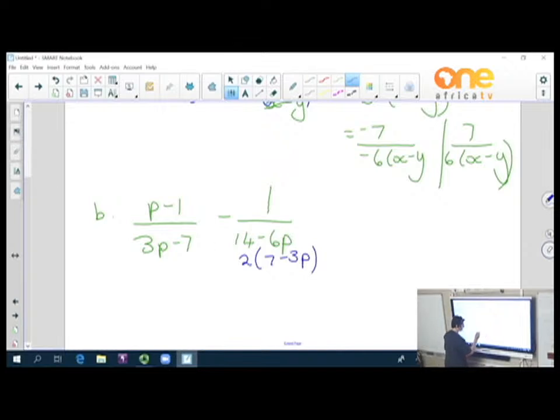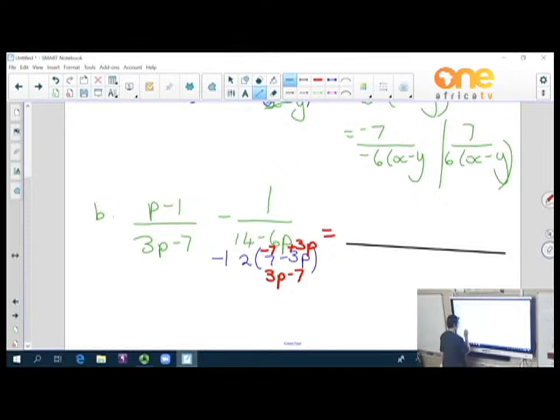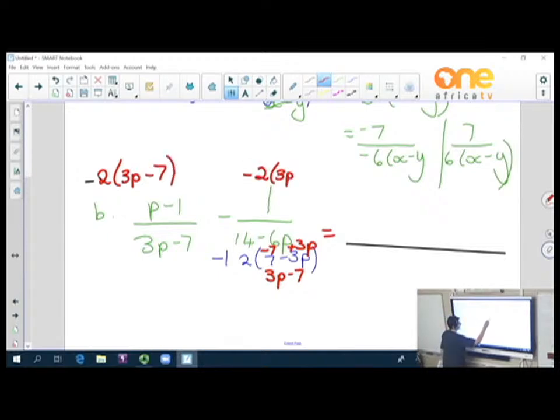Now again, I've got a problem because my signs differ. So if we multiply here with negative 1, then the signs can change here to negative 7, positive 3p, which is the same as 3p minus 7. So now I can take out the LCM, which is then negative 2, 3p minus 7. And the same here, negative 2, 3p minus 7, and cancel.